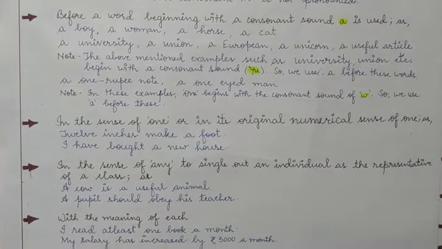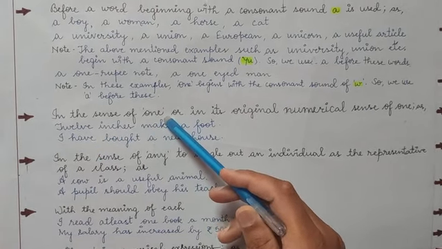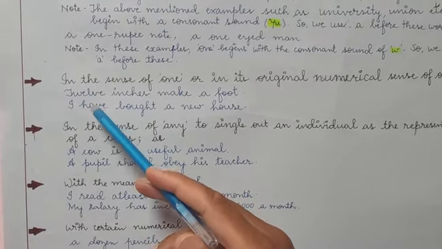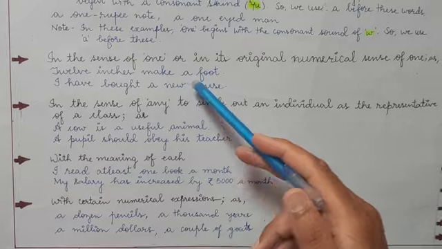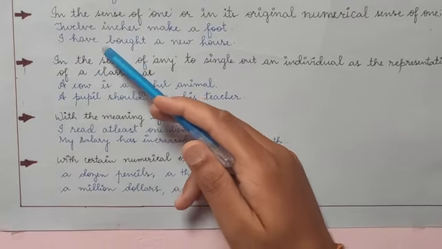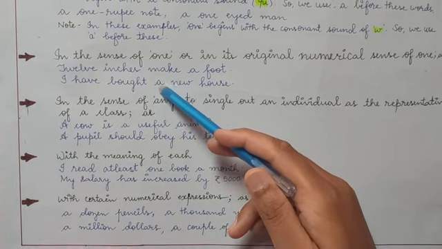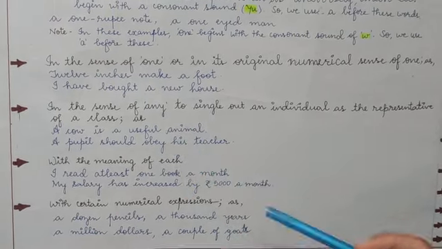Some more rules are given also in the sense of one. In the sense of one, we will use a. Suppose, example I have written also, 12 inches make a foot. A means 1 foot. I have bought a new house. A new house means 1. Here a represents 1. Here a means 1.